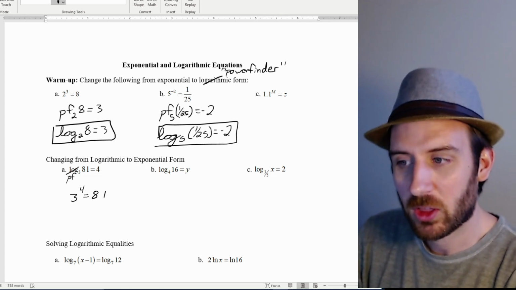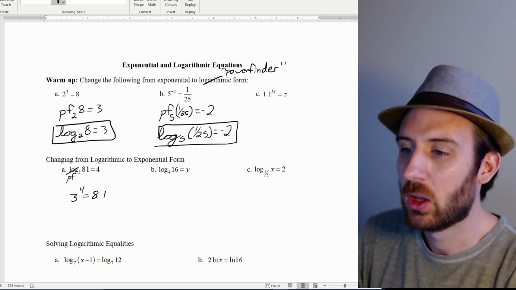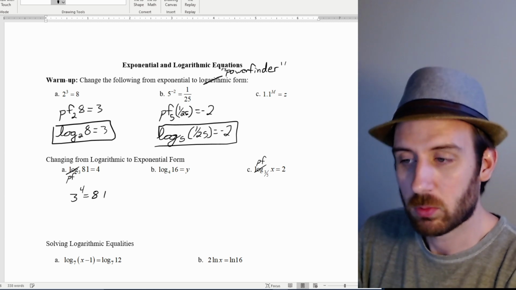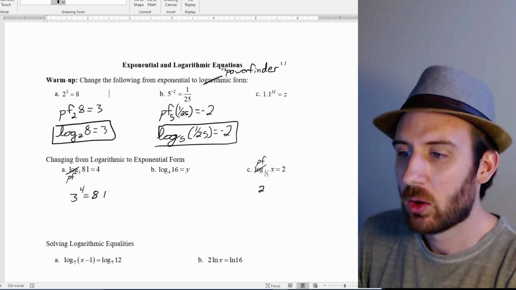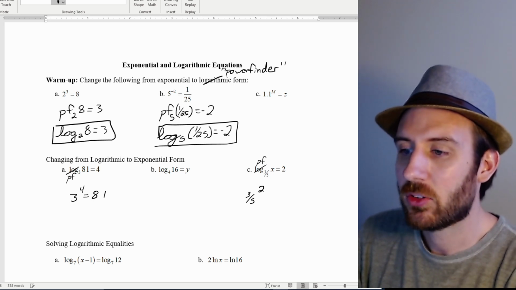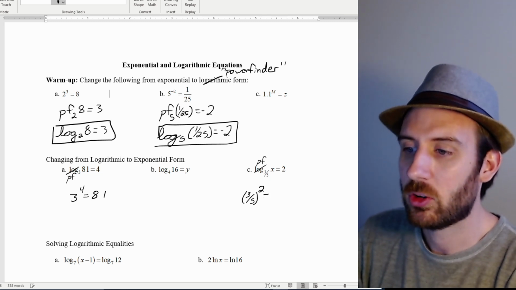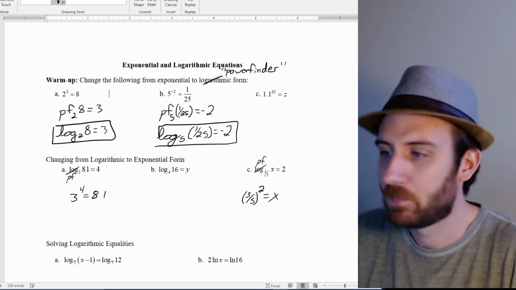And so we can try that out with the other ones. I'll actually try the hard one here. This would be a power finder. So I'm looking for a power. 2 would obviously be my power. And I would take 3/5 and raise it up to 2. So it's still my base of 3/5 raised to a power of 2 is equal to x. And there you have it.